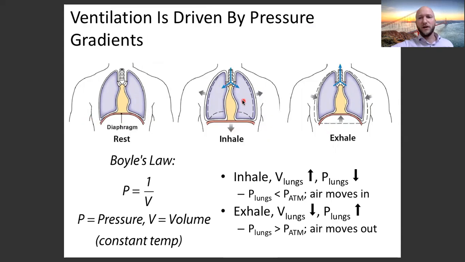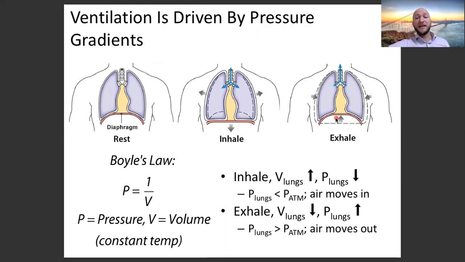If we increase the volume of our lungs, we decrease the pressure. Now, why would we want to decrease the pressure in our lungs when we want to inhale? Because things flow from high pressure to low pressure. So we decrease the pressure in our lungs. There's higher pressure in the atmosphere, lower pressure in our lungs. Air moves from the atmosphere into our lungs.